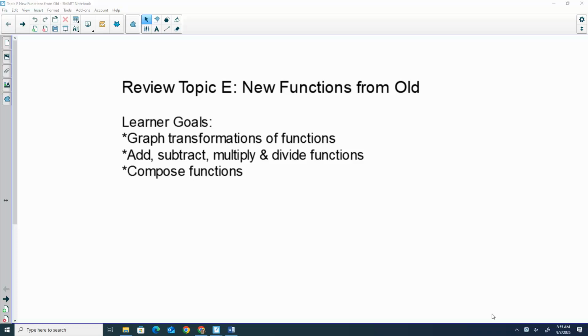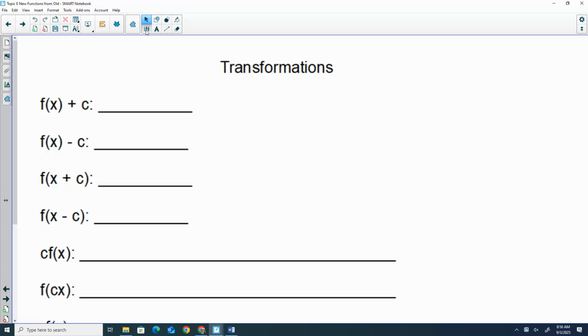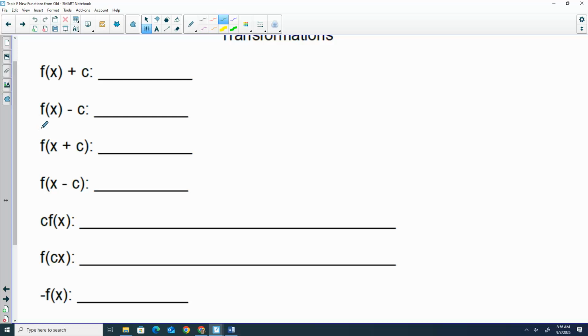All right, so in this section, we are looking back at some of our old transformation rules that we've covered before, some of our common functions, what they look like, as well as doing some function operations. So first, if we are just reviewing our transformations of graphs, what happens if you take a function and you add something onto the end? How does that move your graph? Up.